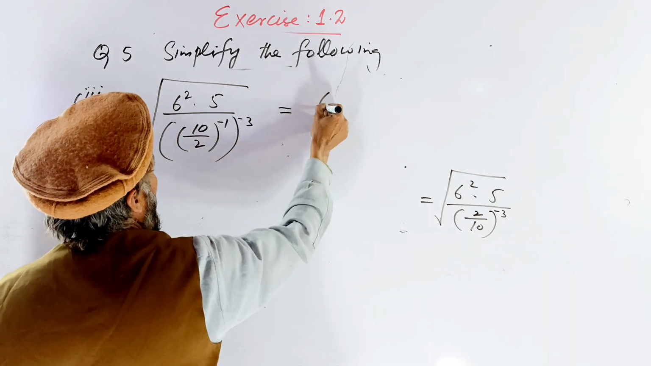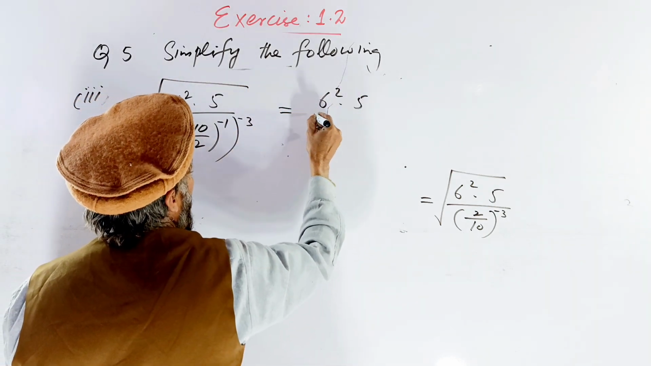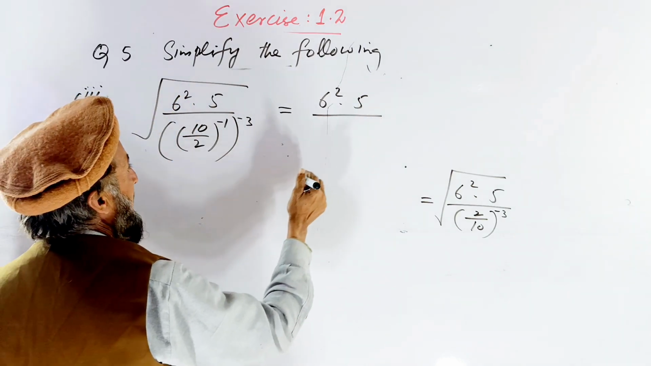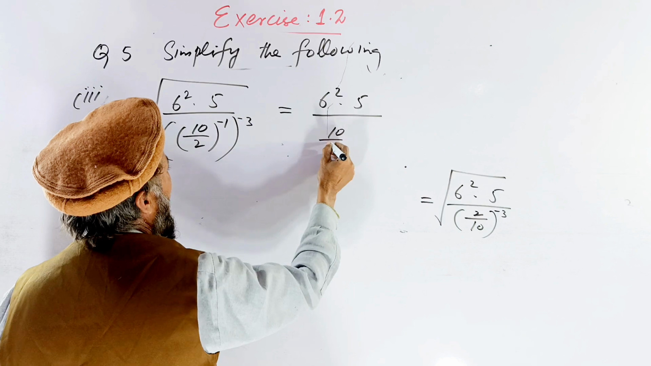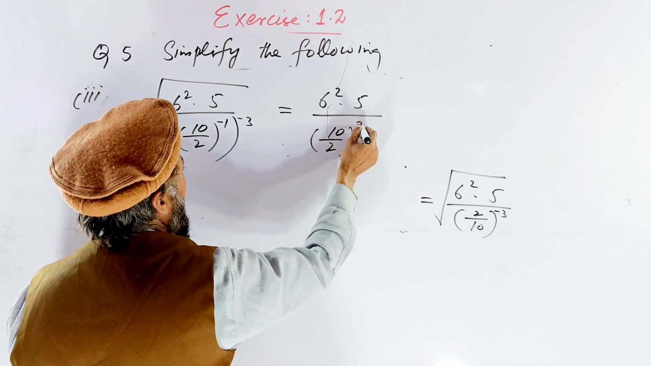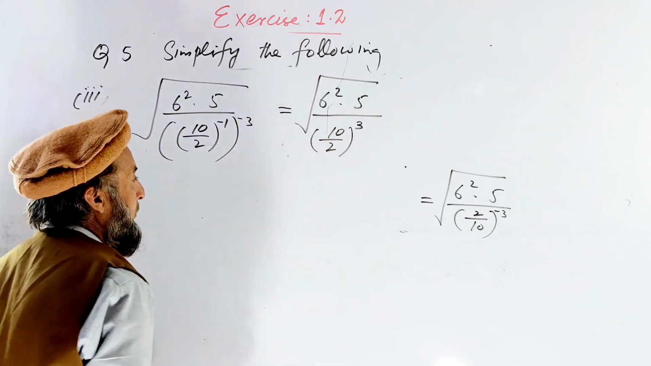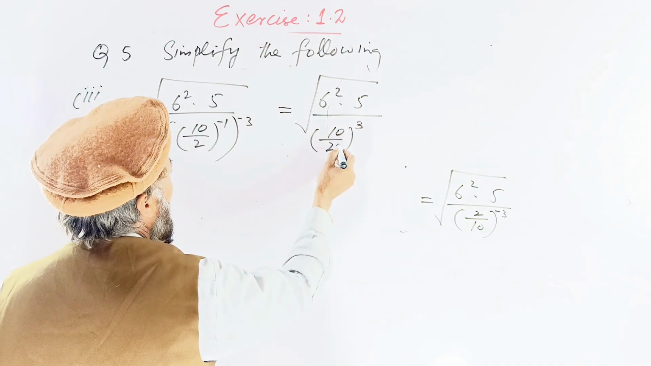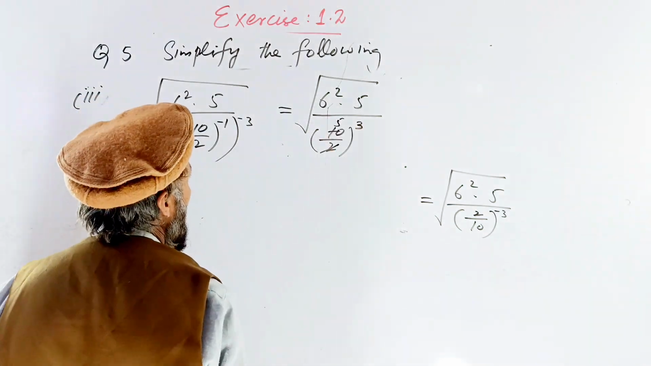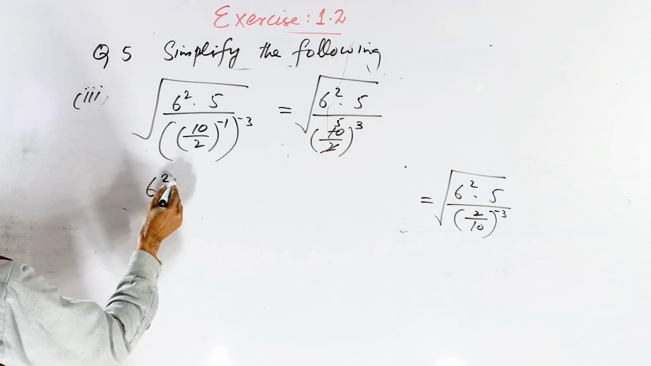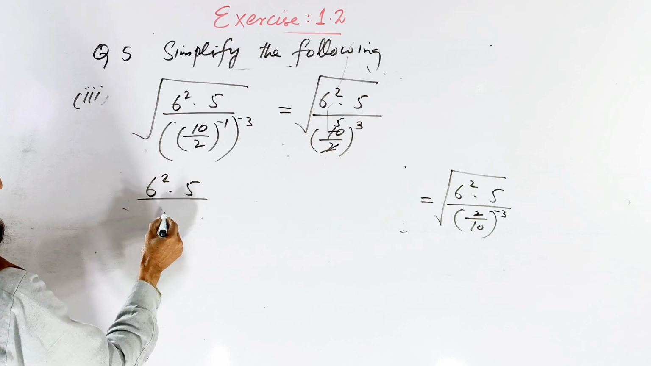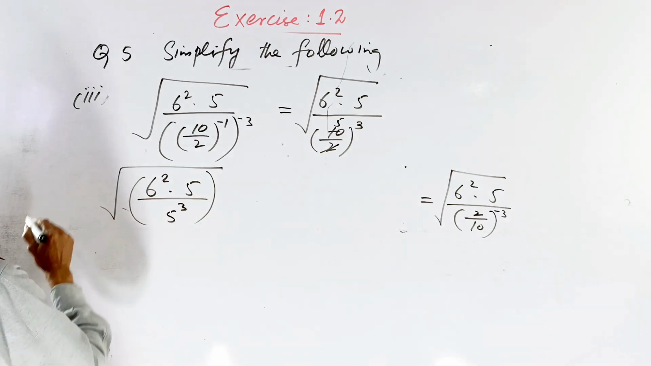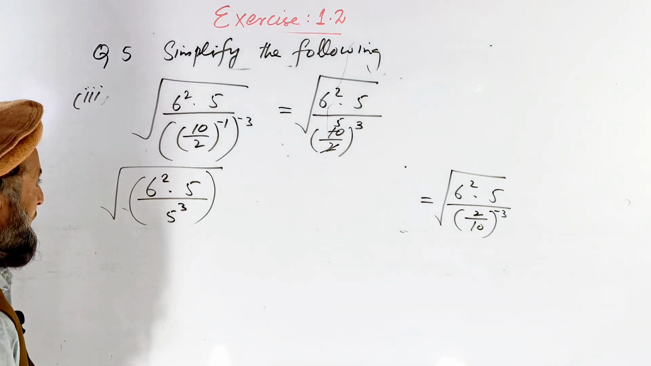Further we can simplify 6 square into 5 divided by, so minus and minus is 1 multiplied, 10 divided by 2 and here is 3 square root. Now these both are cancelled to each other. We can write 5. Now 6 square into 5 divided by 5 power 3 and whole square root.